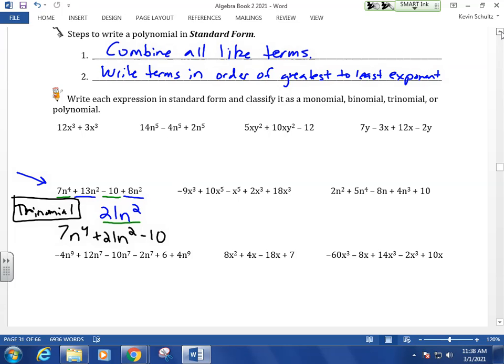Okay. Let's go over to the last one in the top row here. 7y minus 3x plus 12x minus 2y. What's a pair of like terms that I can combine here? Erica. 7y and negative 2y. And that sign's important because how does a 7y and a negative 2y combine? What do we get? 5y. Okay, 5y. And then what else? What else we got? That negative 3x and that positive 12x. What do they combine to be?